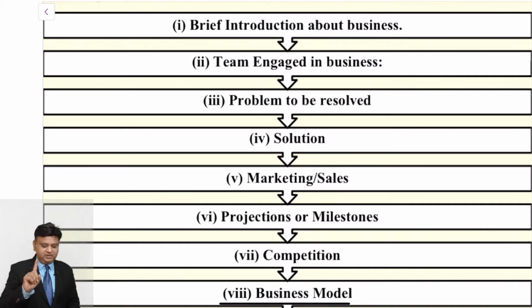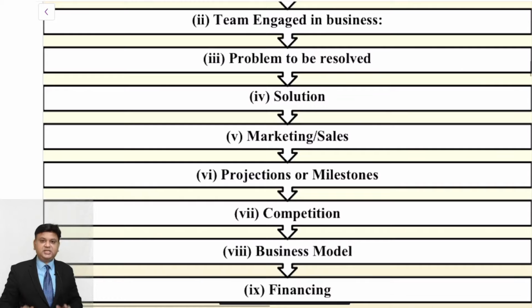So the very first thing that you will include is a brief introduction about the business that you are going to do. It may be manufacturing of a product, a trading business, a service agency, or maybe a new kind of concept like Zomato or Uber, whenever those kinds of concepts came into the market. The second is the team engaged in the business. Suppose me and two of my friends want to start this kind of startup. What kind of experience and qualification do we have for doing this kind of work? That is the team engaged in the business.